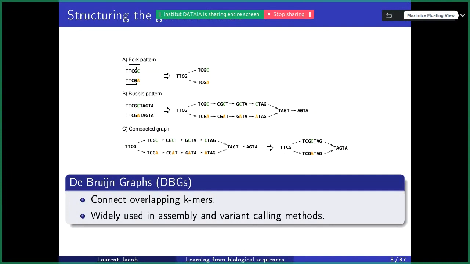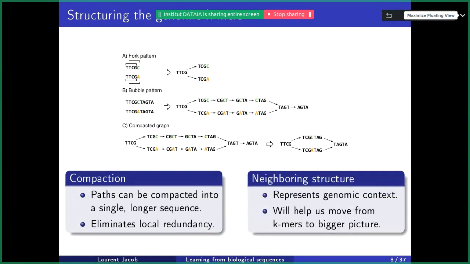It's widely used in assembly and variant coding methods. It's not a new tool at all. It's used a lot in bioinformatics. And for us, it has two main interests. One is compaction.